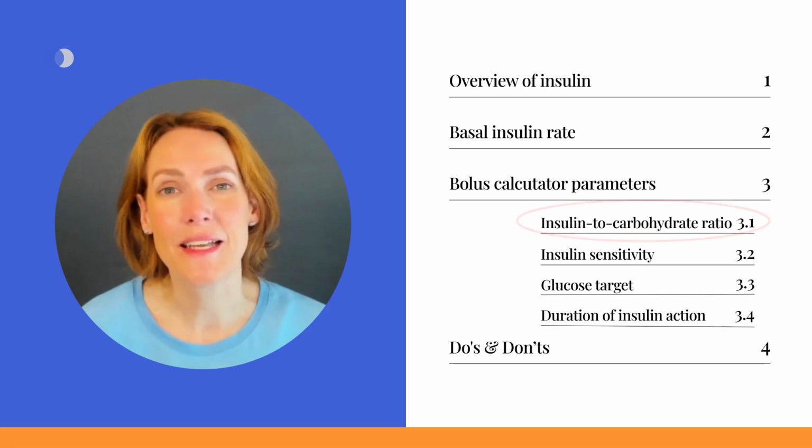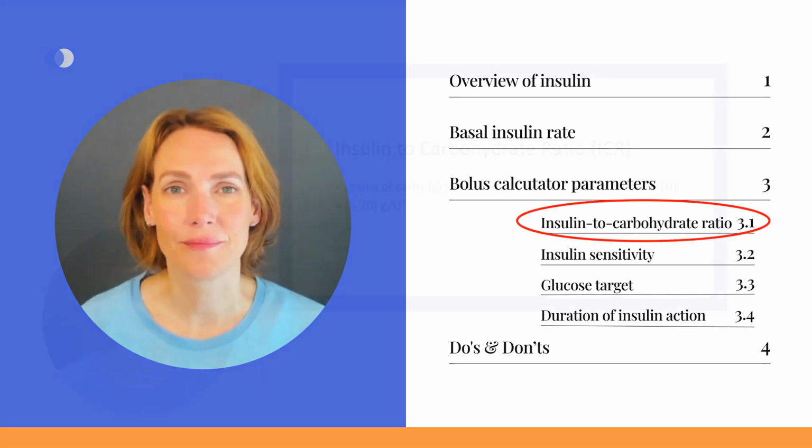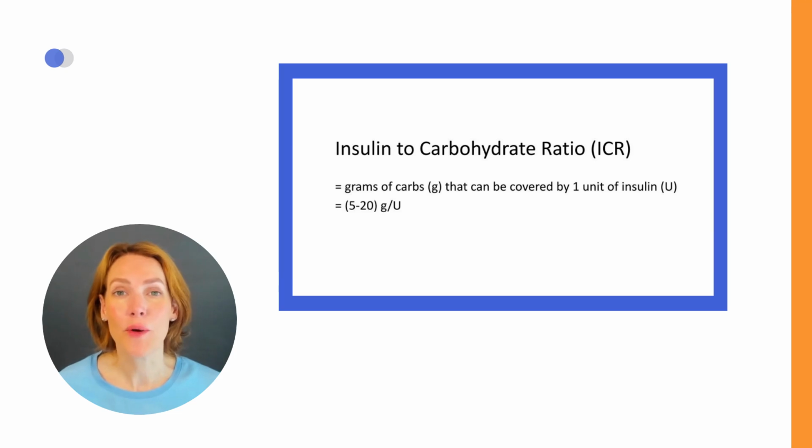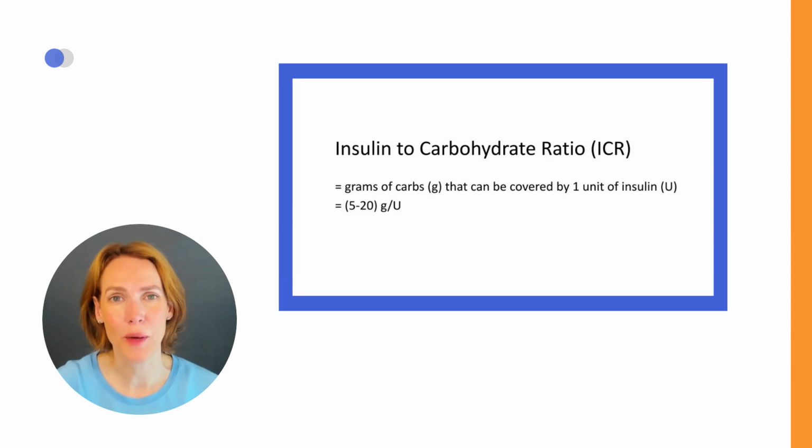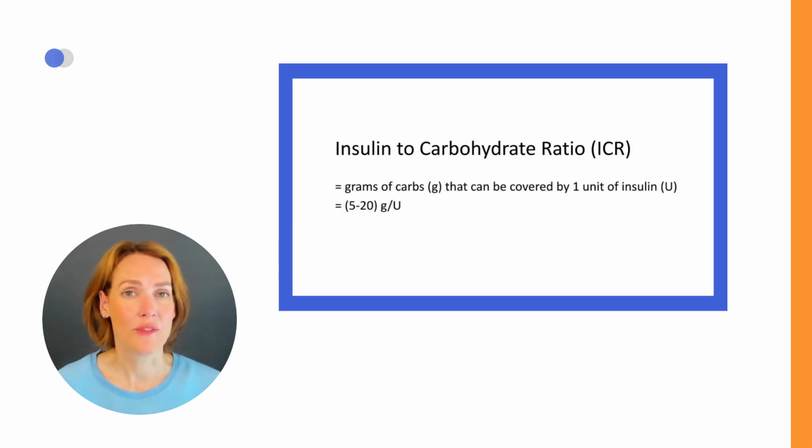Let's dive into insulin to carbohydrate ratio. The insulin to carbohydrate ratio, or carb ratio, is the quantity of carbohydrates that can be covered by 1 unit of insulin. To determine the amount of insulin to bolus for a set amount of carbs, patients need to count their carbohydrate intake during meals and then divide it by the calculated carb ratio.